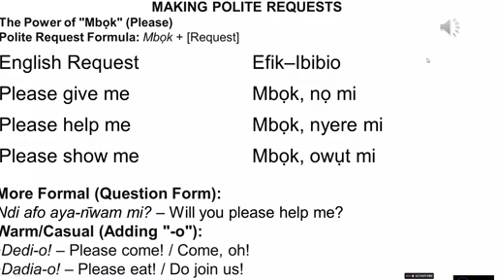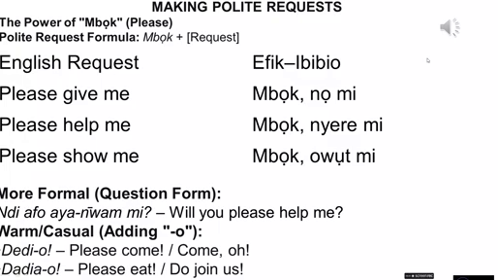For more formal situations, especially when addressing elders or showing a higher level of respect, requests can be framed as questions. For instance, ndi efo ayenwa me means will you please help me? Another example is ndi efo ayena mi ufok, meaning will you please take me home? This structure sounds more polite and less direct.